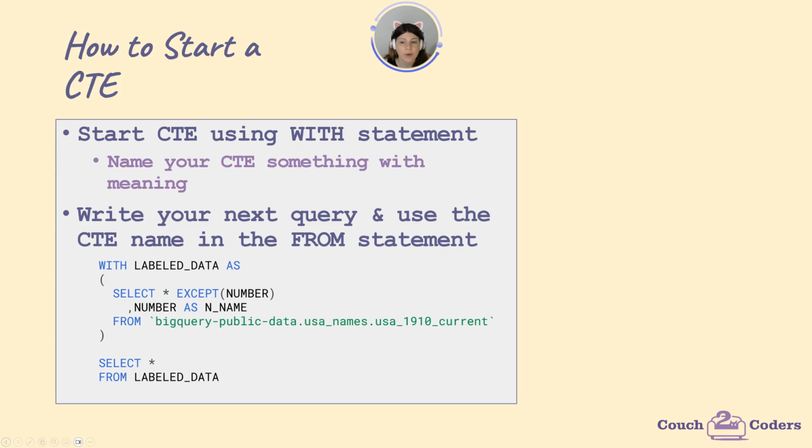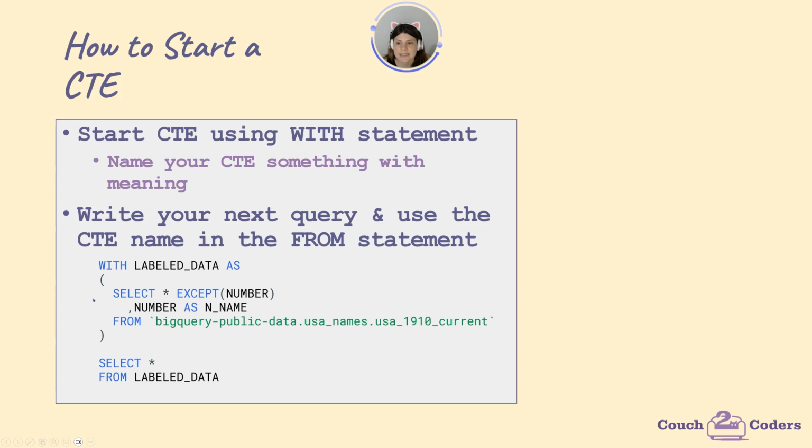So this is an example of code that uses a CTE. We initialize our CTE, we get it started using the with statement. This is what we're going to call our little query. We're calling it labeled data. You have the as that's needed, and then you have the open parentheses and the close parentheses. And so this query right in here, where it says select star, and then we rename this column number as n name, this is what the computer is going to understand as labeled data.